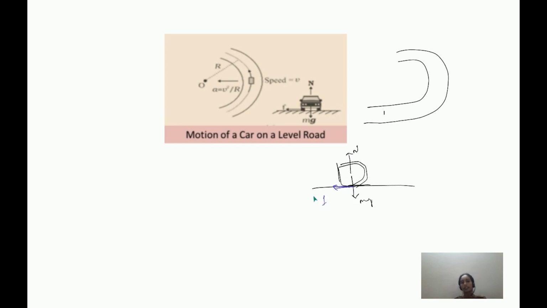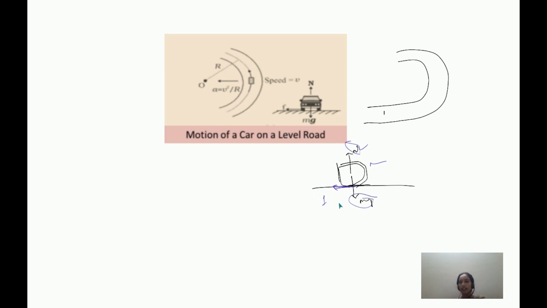Imagine the car is moving towards us in this diagram. I can explain it in two different ways. One, your normal reaction is not acting along the surface; it is perpendicular to the surface. So the normal reaction cannot give any centripetal force, because centripetal force should act along the horizontal direction, on the surface. This normal reaction is not going to give you any centripetal force.